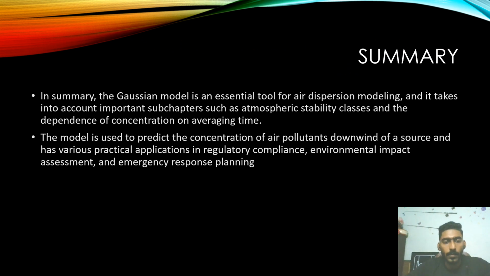As a summary for the Gaussian model, it is an essential tool for air dispersion modeling, and it takes into account important subchapters such as atmospheric stability classes and the dependence of concentration on averaging time. The model is used to predict the concentration of air pollutants downwind of a source and has various practical applications in regulatory compliance, environmental impact assessment, and emergency response planning.